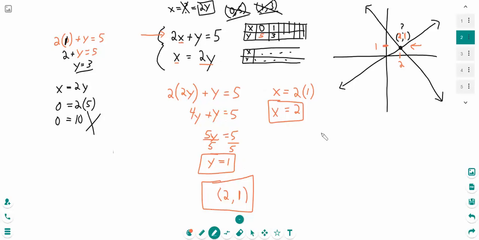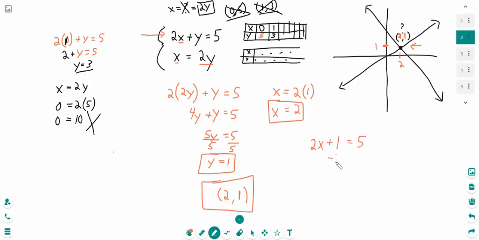Now, just to make my point, we plugged that back into the second equation. What if we had plugged this y into the first equation? Would it still work out? Well, let's just do it for the fun of it. The first equation was 2x plus y equals 5. So we're going to replace the y's with a 1, and we end up with 2x plus 1 is equal to 5. And now we can solve for x.